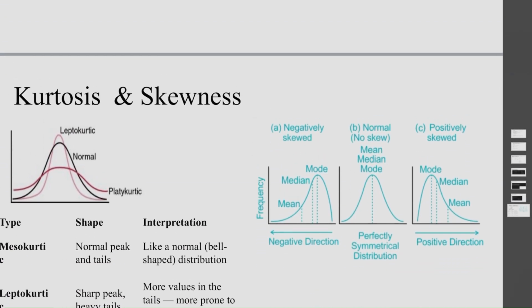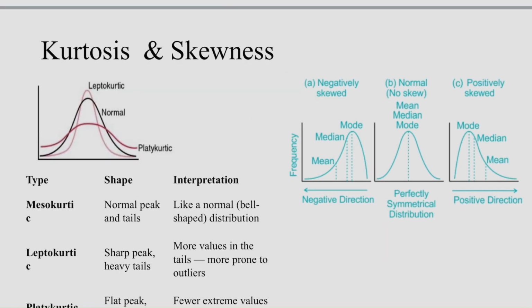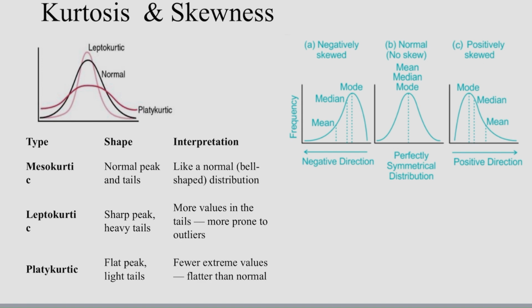So this is how it would look. You see this faint pink curve, that is how our data would look in the case of leptokurtic. There are three types of kurtosis: mesokurtic, leptokurtic, and platykurtic, and these are the graphs for those. Mesokurtic has normal peak and tails, like a normal distribution, that is the bell shape, the middle one. Leptokurtic, as for our data, has a sharp peak and heavy tails. And platykurtic has fewer extreme values, a flat peak and lighter tails.